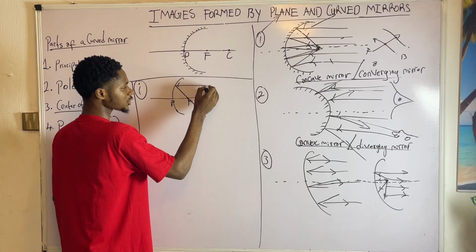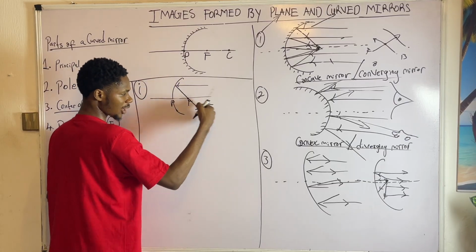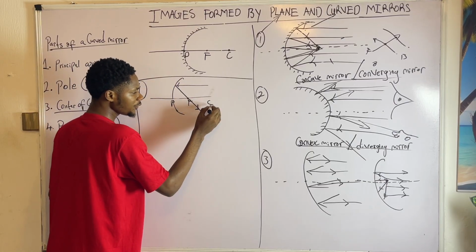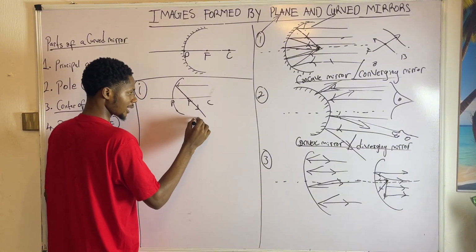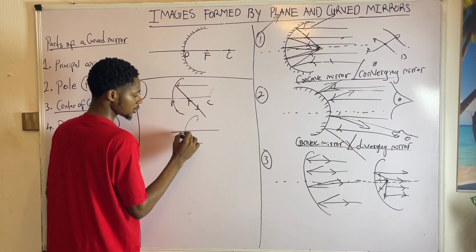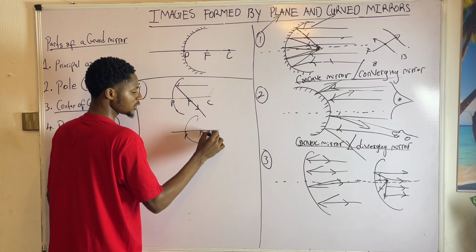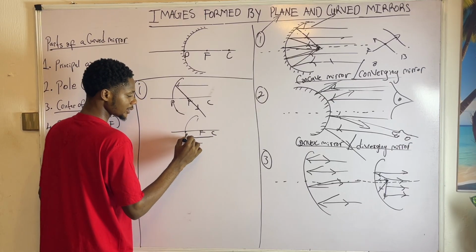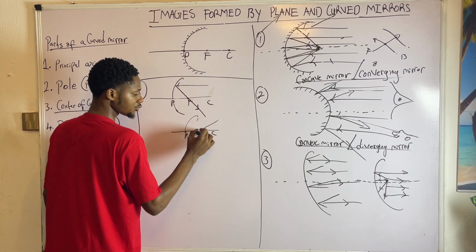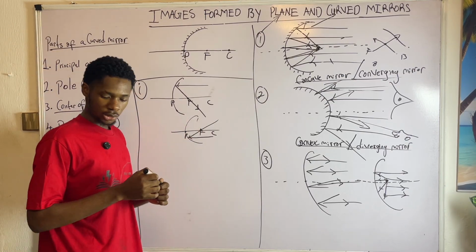So even if the ray of light travels through from the bottom, let me give another instance. Let's say it travels through like this, this is O, this is F, this is C. Even if it travels through like this, it is still going to reflect through.